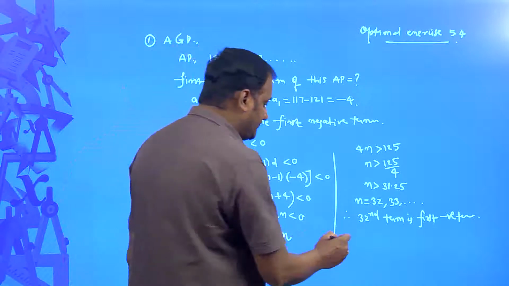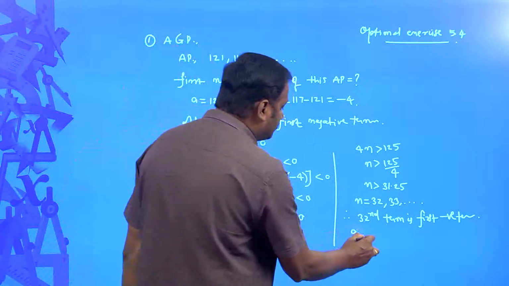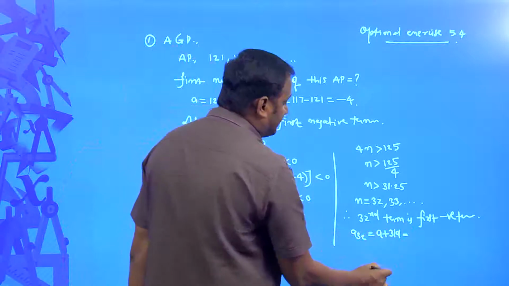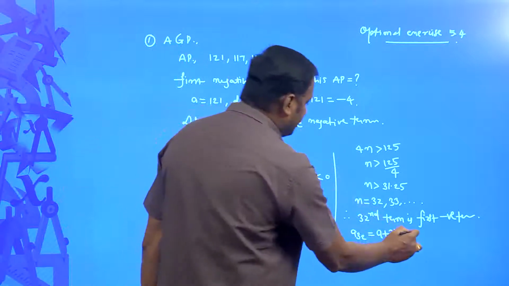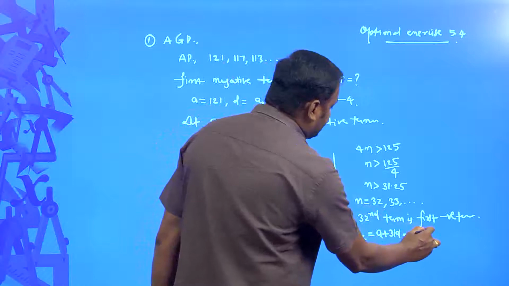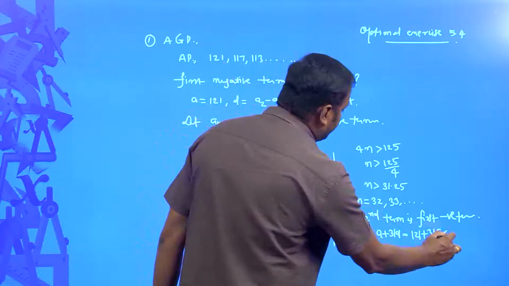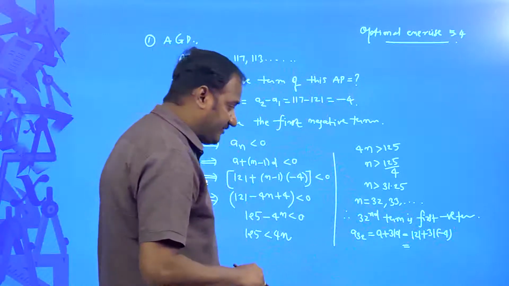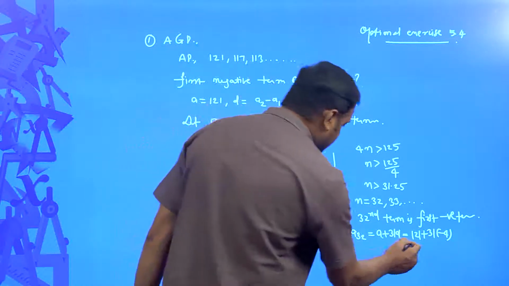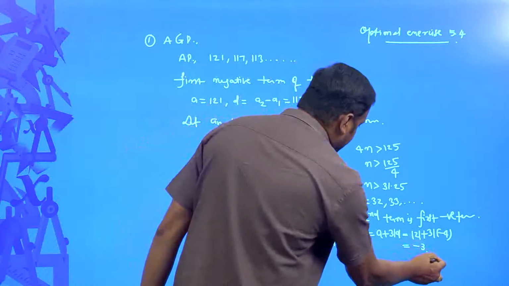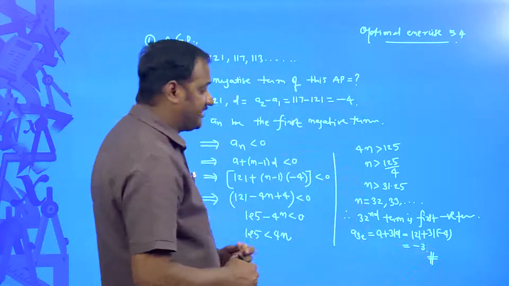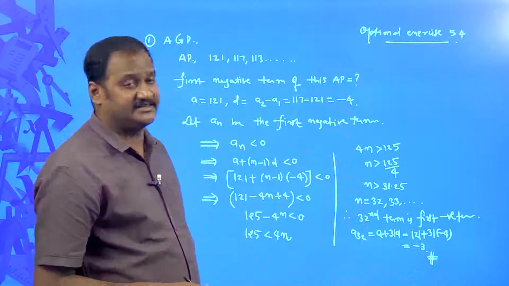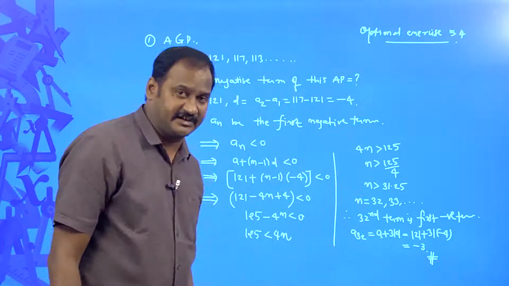That number is going to be a32, which is equal to a plus 31d. When you substitute them, the value of a is 121, plus 31 into d, which is equal to negative 4. So, how much is this? 121 minus 124 is equal to minus 3. So, this minus 3 is the first negative number, and which term is the first negative term? That is the 32nd term.